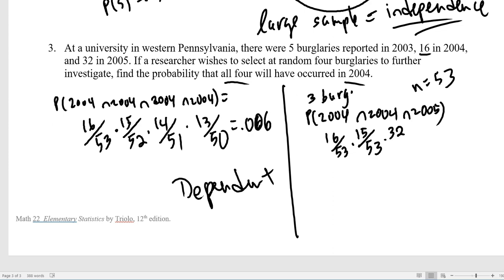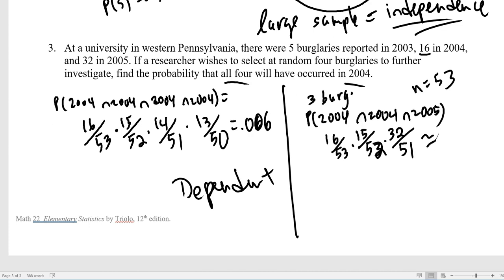The reason the bottom changed, I promise, is because we're taking one out of the top and the bottom. This time the top stays 32 because we haven't touched those yet, and the bottom is now 51. And you can calculate that. I was just wanting you to focus on that this one stays the 32 because we hadn't touched those yet. Both of these are still dependent because both probabilities change as we go.